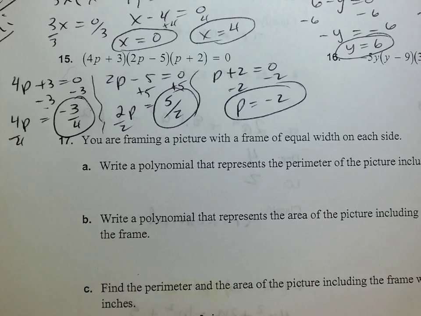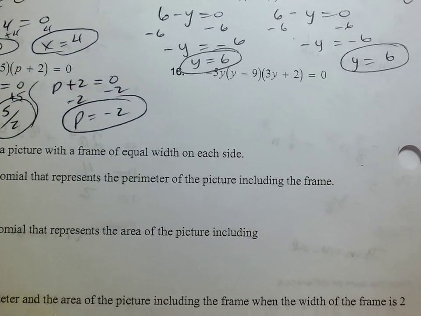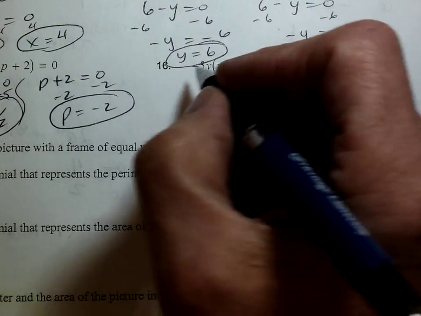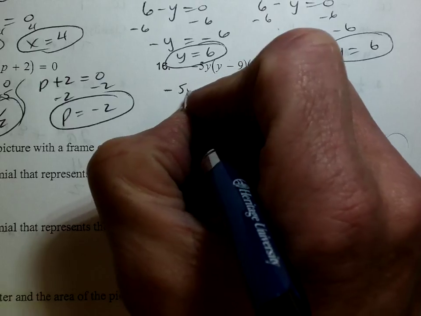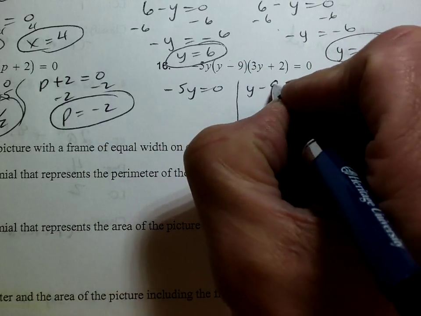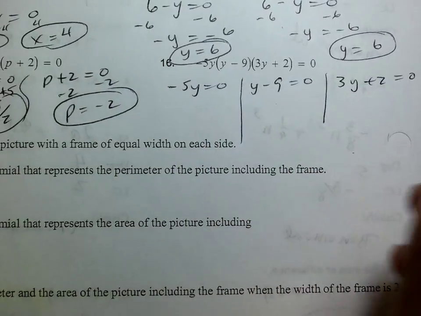So if it's already in factored form, it's really easy. We just set up our little mini equations and we go from there, okay? Okay, 16. I've got 3 y's. I'm going to have 3 answers, right? Am I going too fast? No. Okay, so let's do negative 5y equals 0. We'll do y minus 9 equals 0. And we'll do 3y plus 2 equals 0, okay?